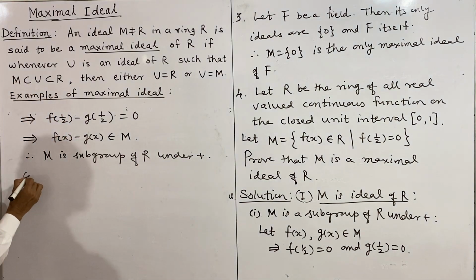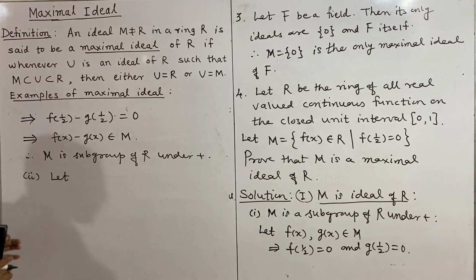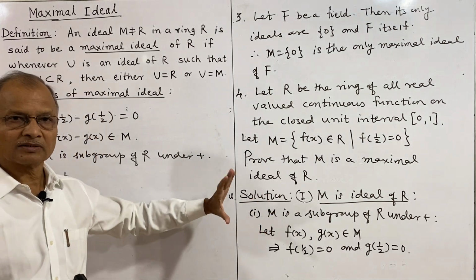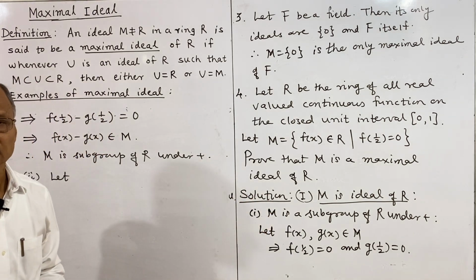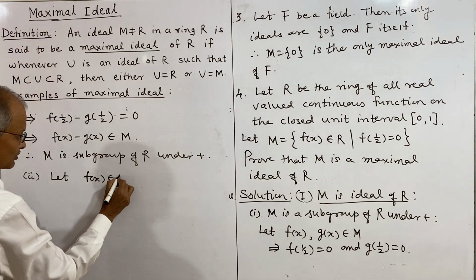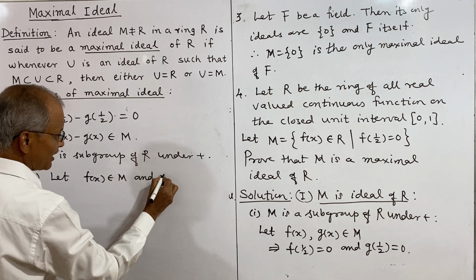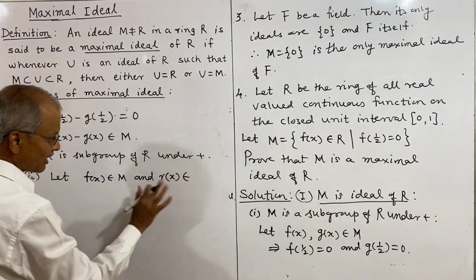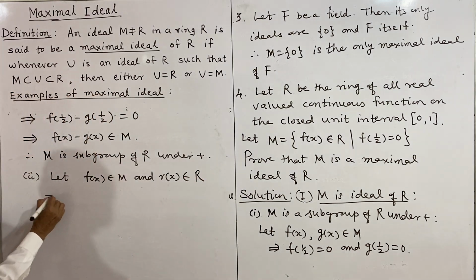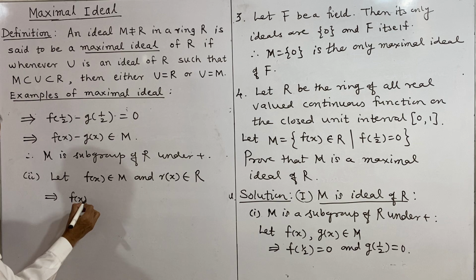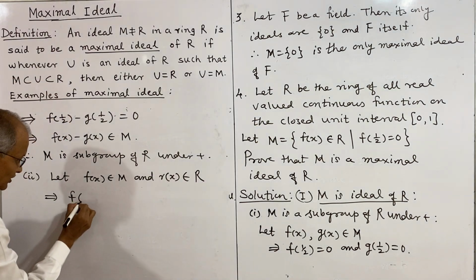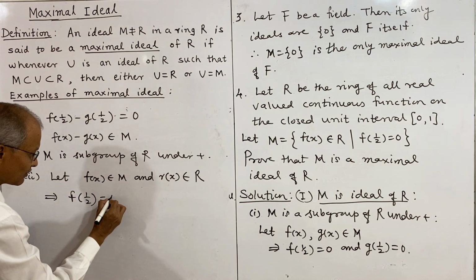Now the second thing is, we have to show that taking an element in R and an element in M, their product is again in M. That we have to prove as the second condition of an ideal. So for that purpose, let f(x) belong to M and take an element in R, that is r(x). These are functions. r(x) belongs to R. So what does this imply? f(x) is in M, therefore by definition of M, its image of half under f is equal to 0.